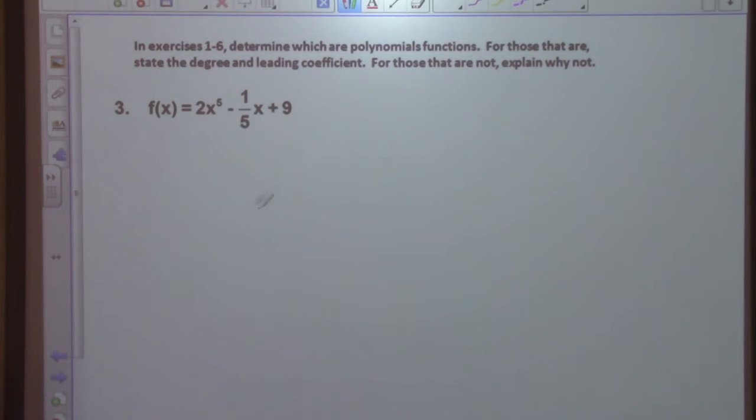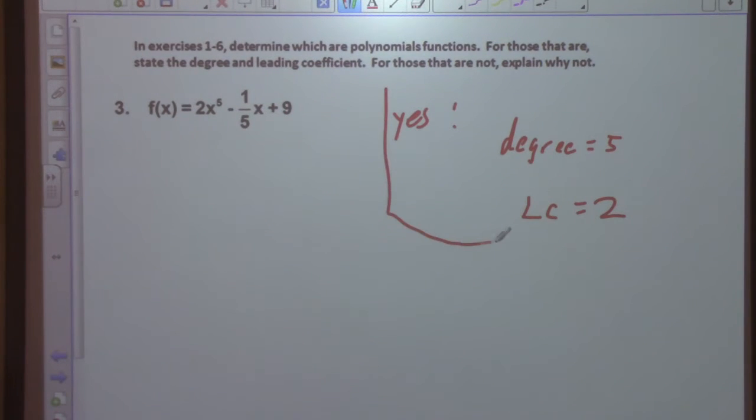So anyway, this one right here, polynomial function or not? Yes, polynomial function, and for those that are, we say our degree is, and what is our leading coefficient? 2. Equals 2. Okay, so that's going to be number 3.